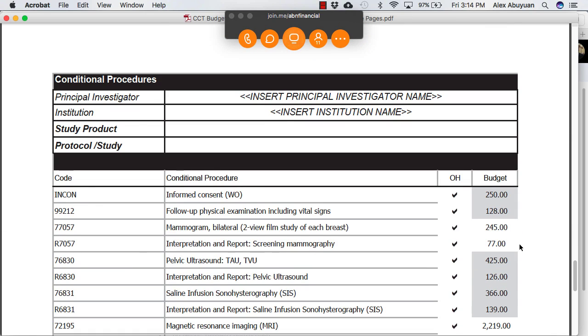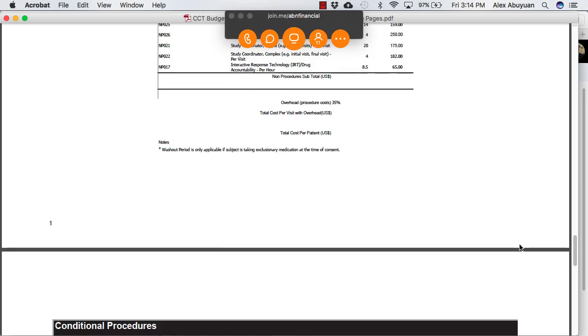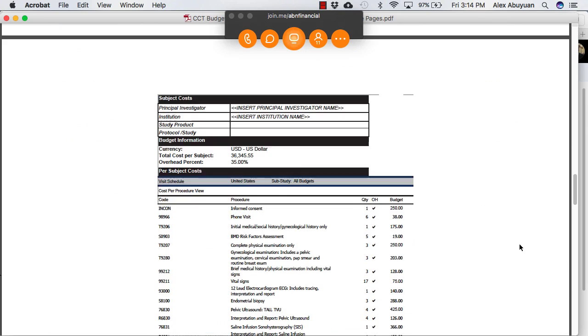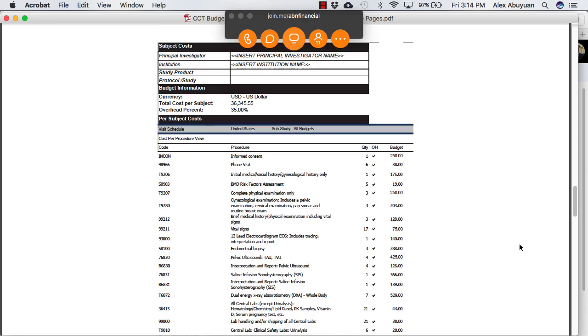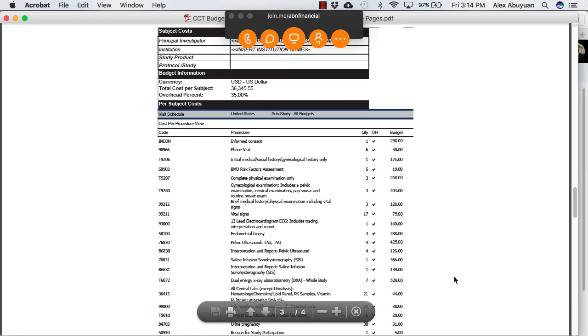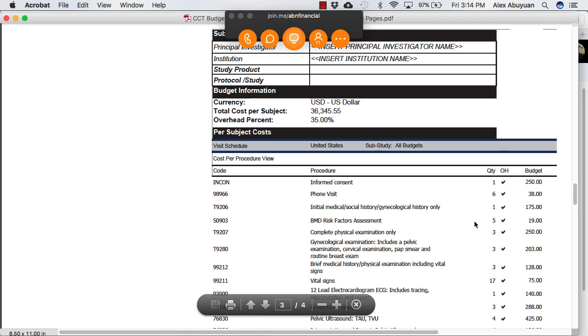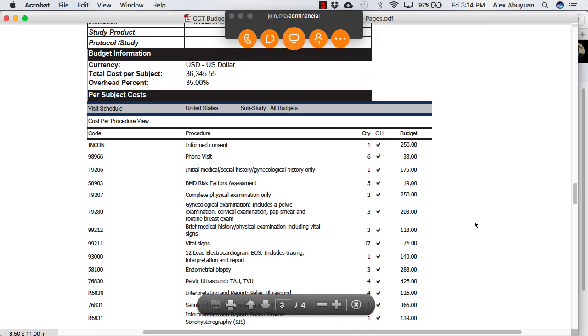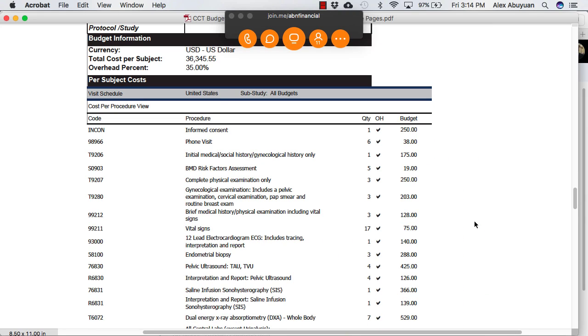Informed consent, you get 119. The phone visit, there's going to be 6 phone visits. You're going to get 38 per phone visit. So that's every time you call them to follow up. Initial medical, social history, OB history. So on top of the informed consent, 119, and on top of this is what you normally do. You go through that patient's history, you're getting paid an additional 115 for it. Complete physical exam is 197. The OB exam is 203. So basically for the doctor's time right there is $400 for that one visit. Vital signs, $50. So this is how this comes per visit.